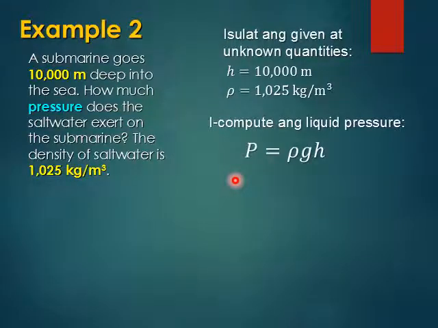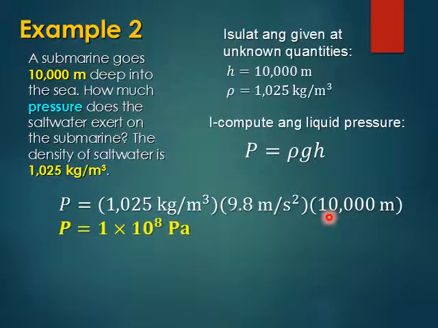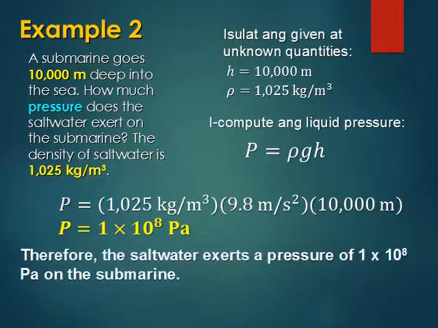So, our liquid pressure is rho g h. If we substitute the values, you have 1,025 kilograms per cubic meter times 9.8 meters per second squared times 10,000 meters. So you'll have a liquid pressure of 1 times 10 to the 8 pascals. This is the amount of pressure that the salt water exerts on the submarine.